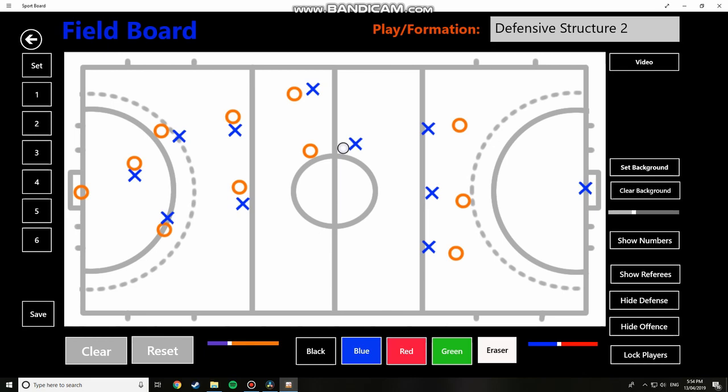And where the ball is. So if the ball's been turned over on the right hand side and we're going into attack, because this ball's just been turned over on this side, it will be the right half that's pushing up and the left half will stay back to start with.